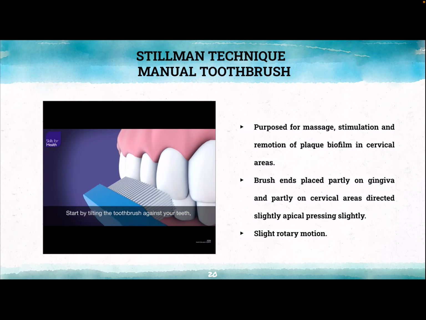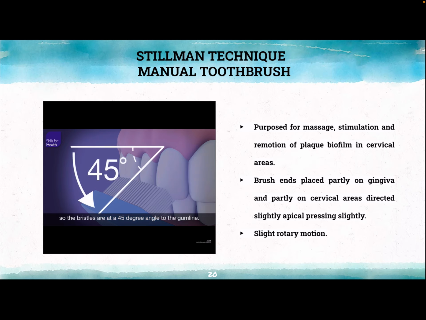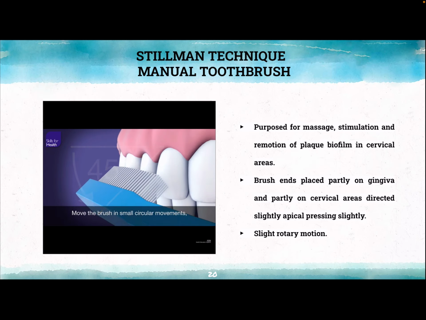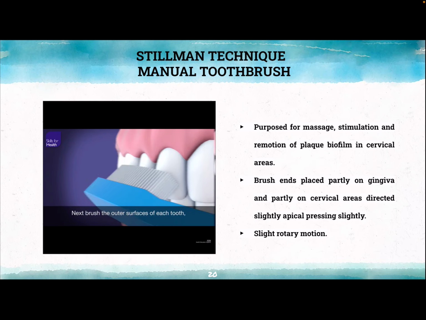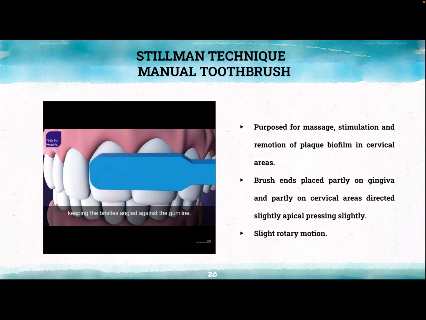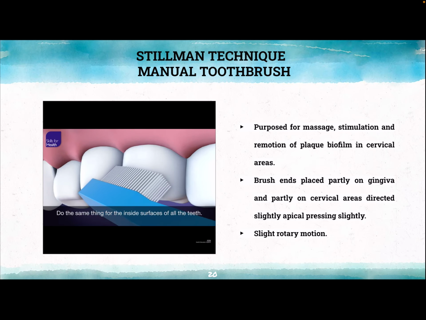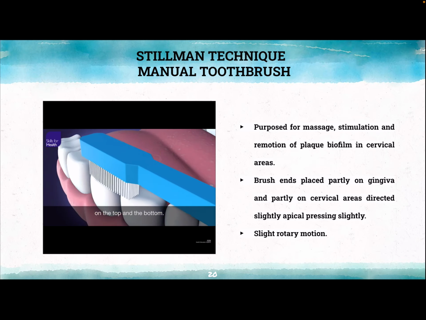Start by tilting the toothbrush against your teeth so the bristles are at a 45-degree angle to the gum line. Move the brush in small circular movements, a few times on each tooth. Next, brush the outer surfaces of each tooth, keeping the bristles angled against the gum line. Do the same thing for the inside surfaces of all the teeth. Now, brush the biting surfaces of the teeth, on the top and the bottom.